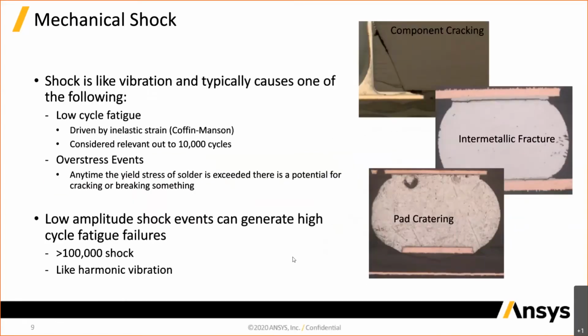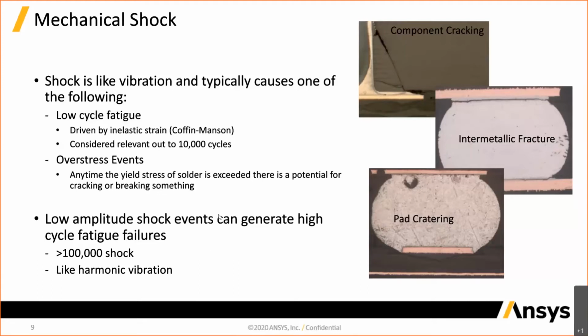Mechanical shock is similar to vibration. It's like a subset of vibration. You can get more acting like vibration, especially when it's a low amplitude shock that's occurring over lots of cycles. Maybe similar to a pneumatic actuation where it's just banging away, and it is a shock, but it's more in line with a harmonic event where it's hitting it at a fixed frequency. But we like to say if it's up to 10,000 cycles, it's low cycle fatigue. Over 100,000 cycles, it's high cycle fatigue.